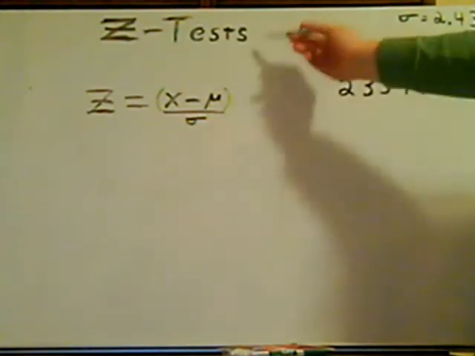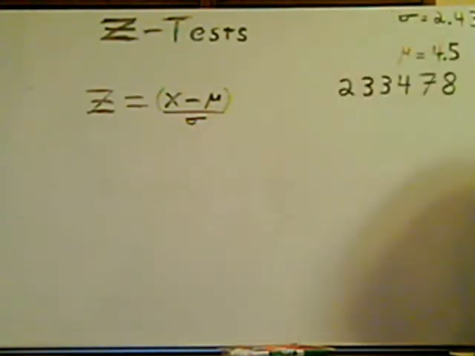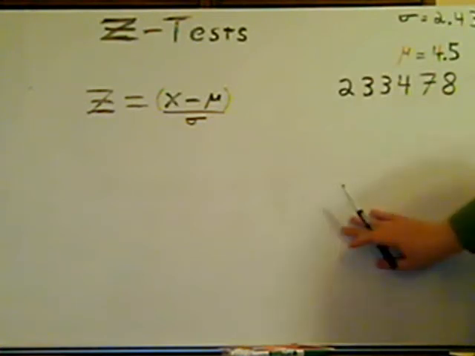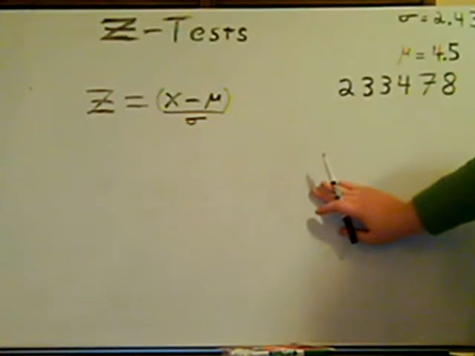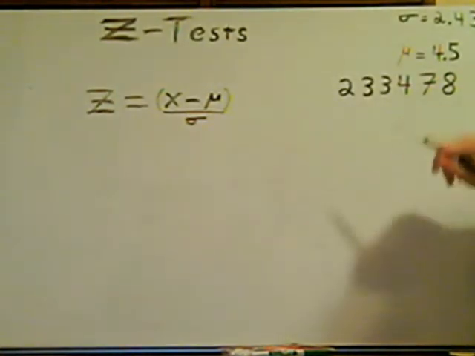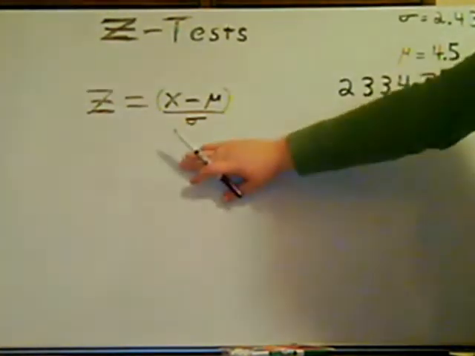Today we'll be covering z-tests. This is the first of many lettered tests that you can do in statistics, and it's by far the easiest, in fact the basis for most of the other tests as well. The formula is pretty simple.